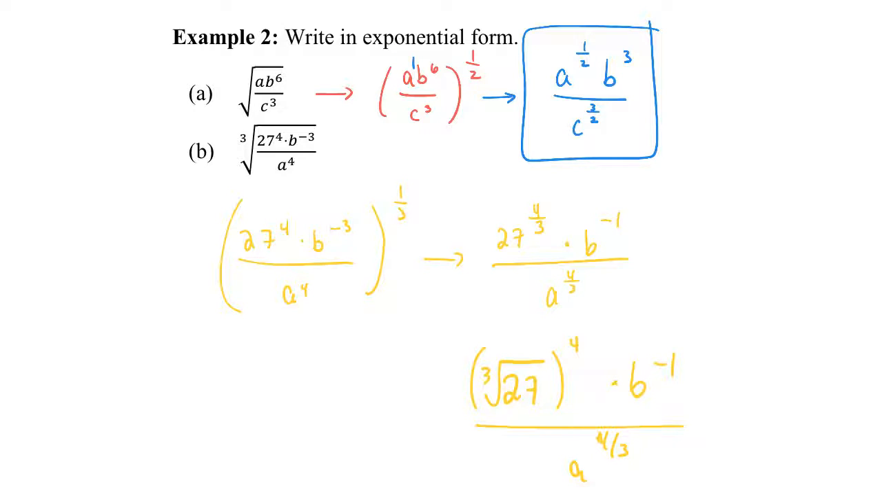Okay, that's really just 3 to the 4th. I'm going to kind of use my arrows in a weird way. And 3 to the 4th is 81. 81 b to the negative 1 over a to the 4/3. Now, let's talk about this point right here.